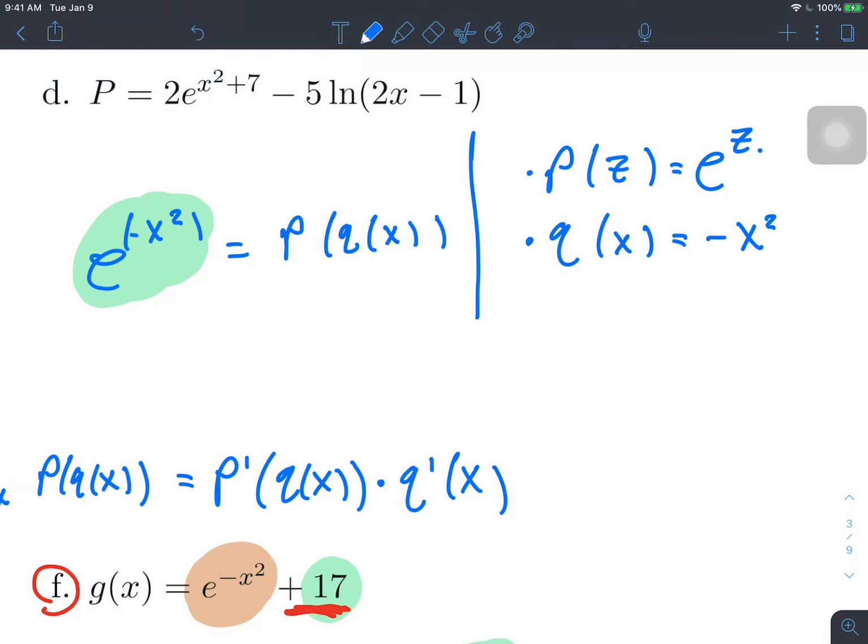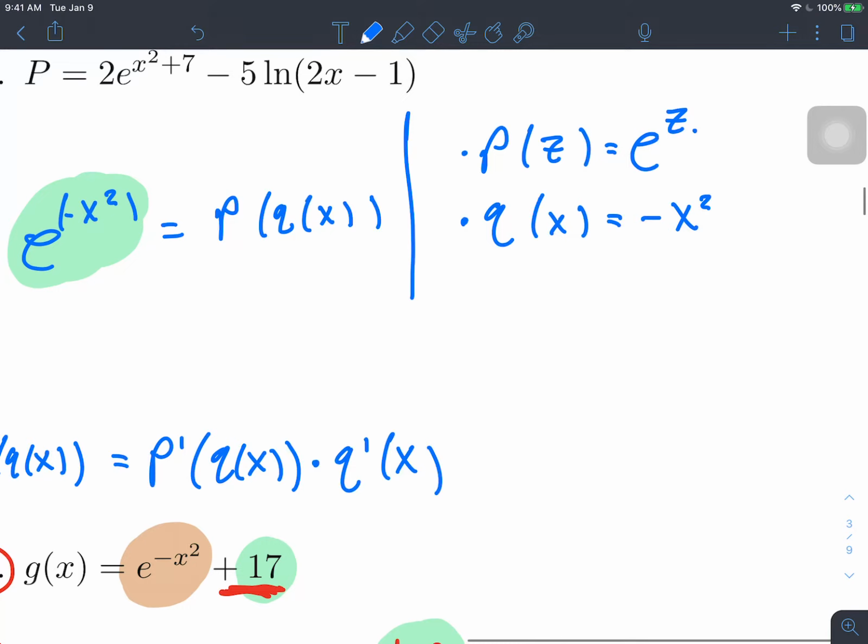Okay, so now we're going to go ahead and take the derivative of those two things. What's p prime of z? Yes? It's the same thing. Same thing, e to the z. What's q prime of x? Yes? Negative 2x. Exactly, negative 2x.